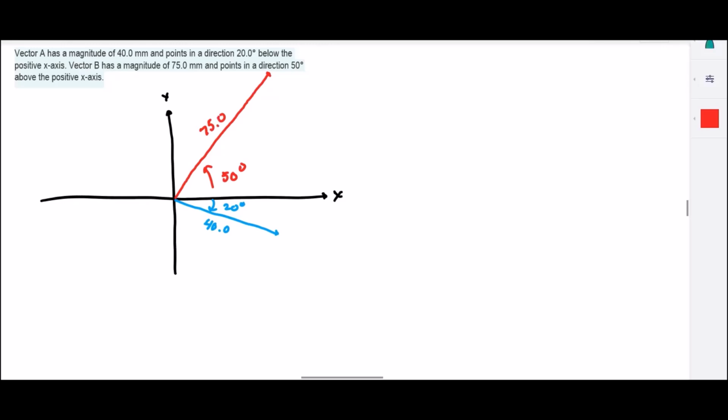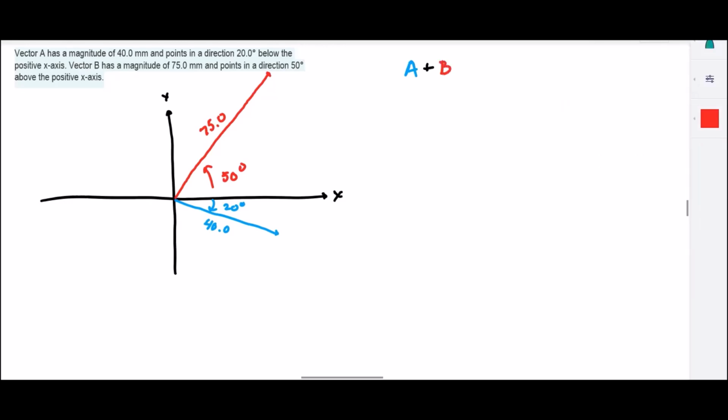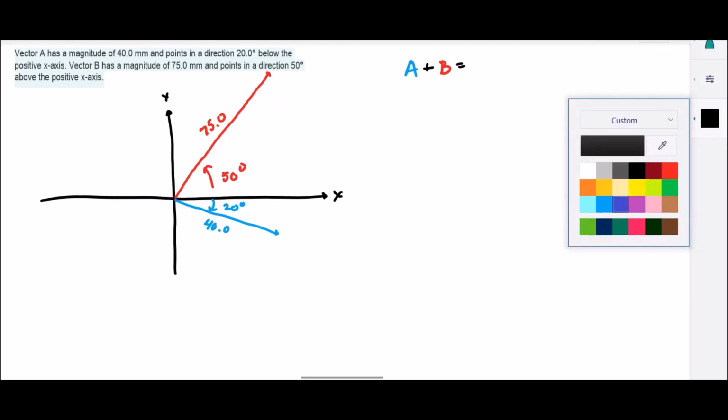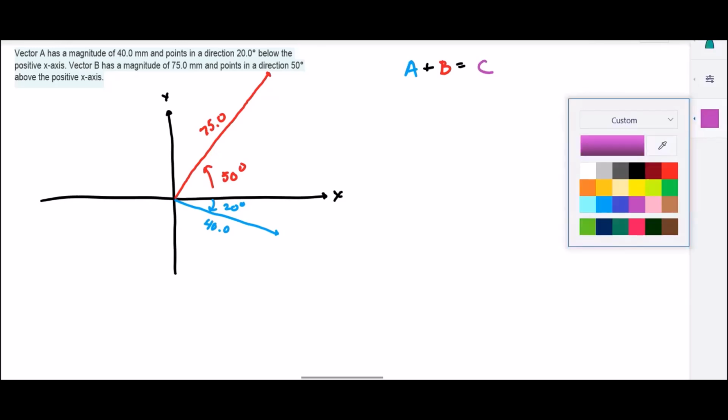Let's say that I want to add them. Or I'm told to add them. Not many people just by nature want to add vectors. I don't know. Let's say I have to do A plus B. And A plus B equals C. There we go. So let's graphically add them first to get an idea of where C will end up, and then we'll find the components of each vector and go from there. But let's first just see what it would look like.